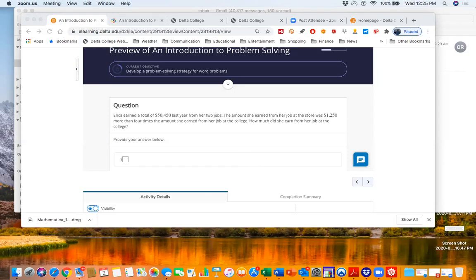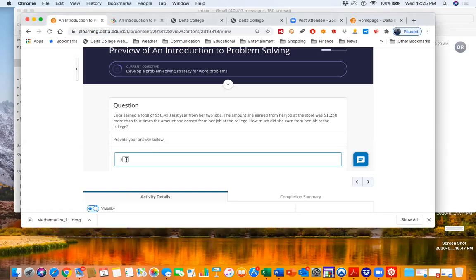So 5X equals, someone's going to subtract for me, right? 49,200. And then someone's going to divide for me. 49,200 divided by 5. A little less than 10,000. 9,840. Okay, and that's the amount at the college, so that's what they wanted.